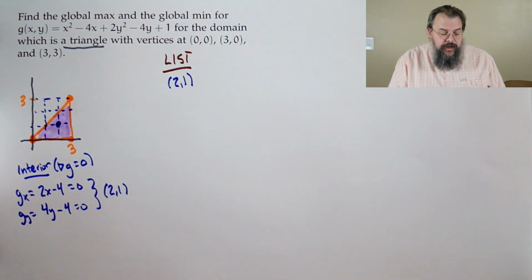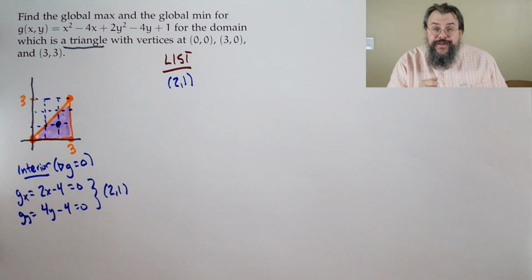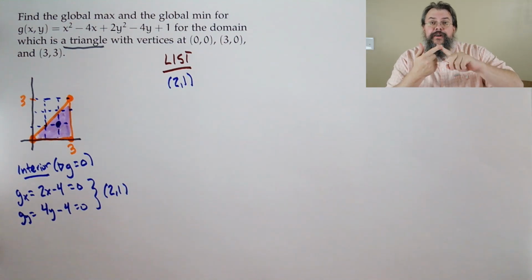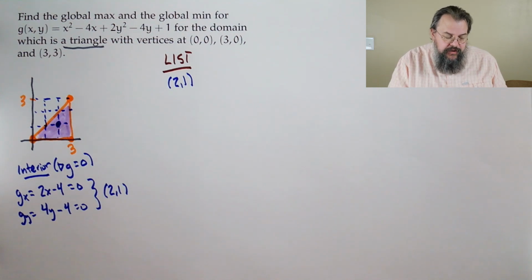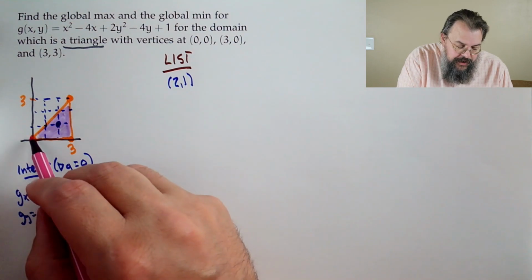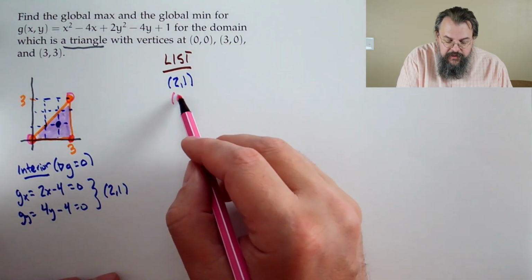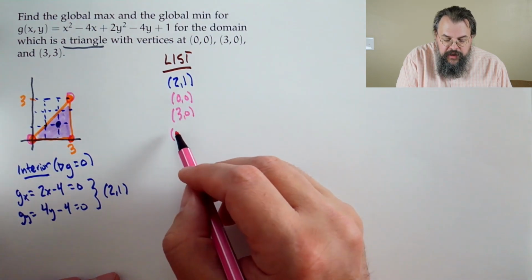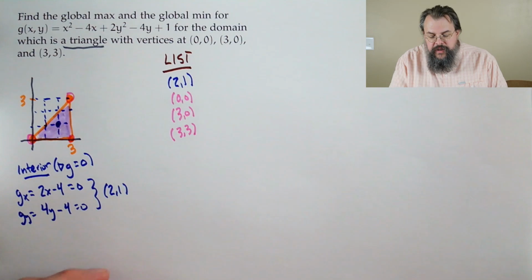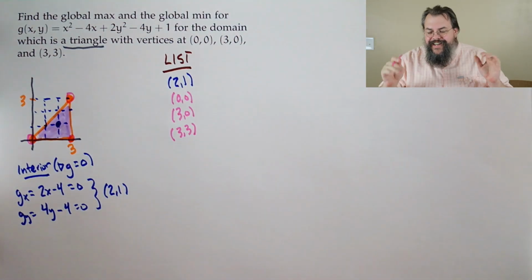All right. Well, good. Next up, the corners, right? Think about interior, corners, and bounding curves. Corners, they're pretty easy. We can spot them. And they were actually already given to us. It's these pieces right here. So we have (0, 0), (3, 0), and (3, 3). All right, good. Woohoo! Corners done.